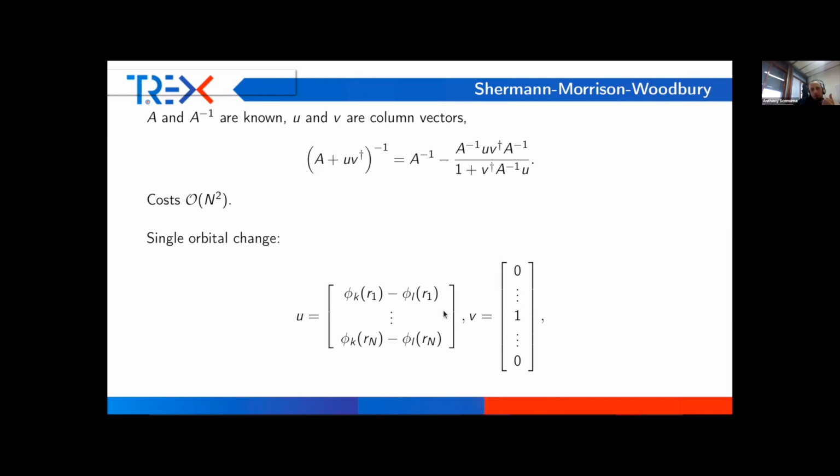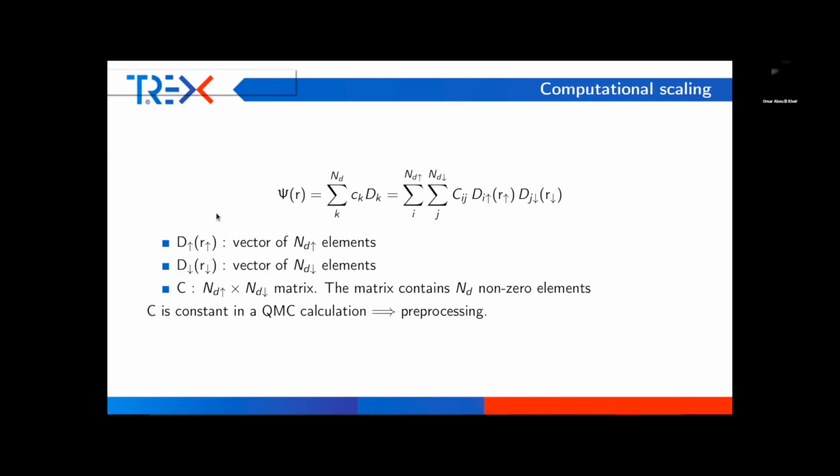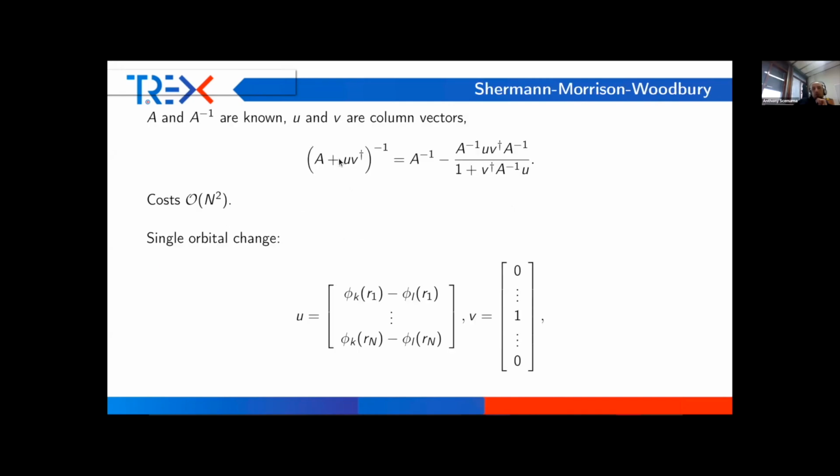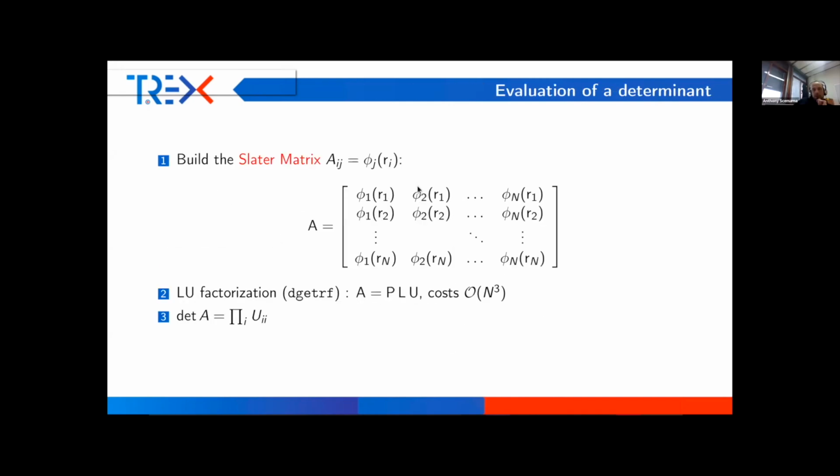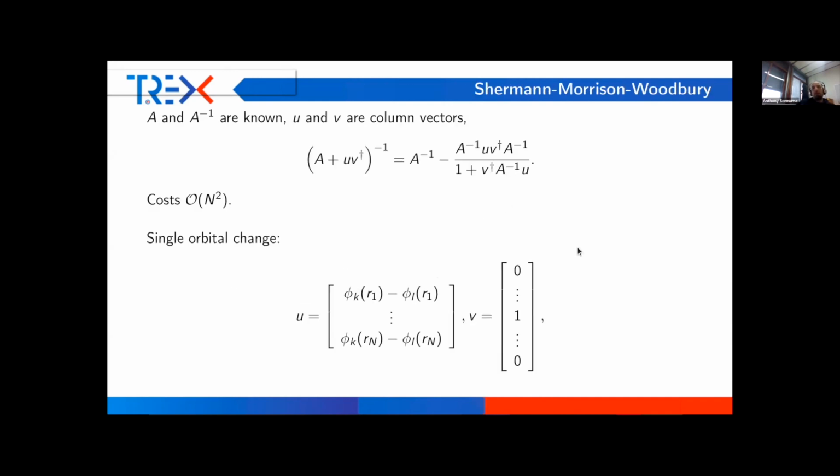So doing that, you would update the matrix A quite easily, and then to update the inverse, you would just apply this formula. And if you look, it's really n squared. So this is really to update the Slater matrix and its inverse. And I told you that you had one for the alpha electrons and one for the beta electrons.